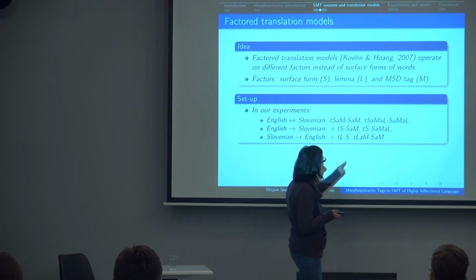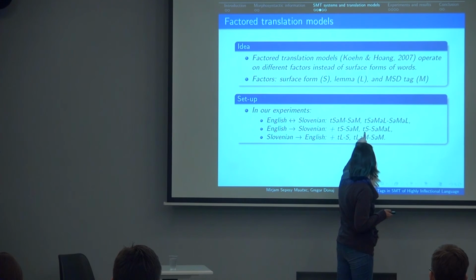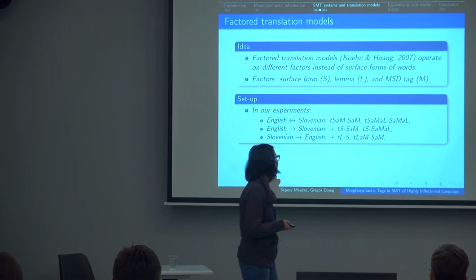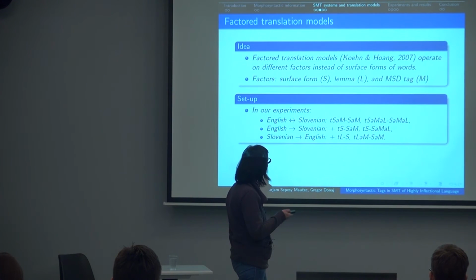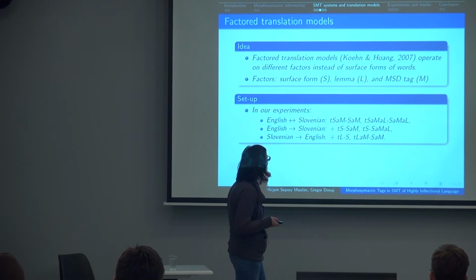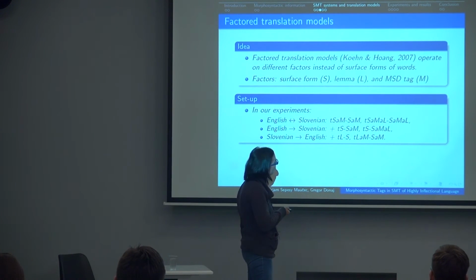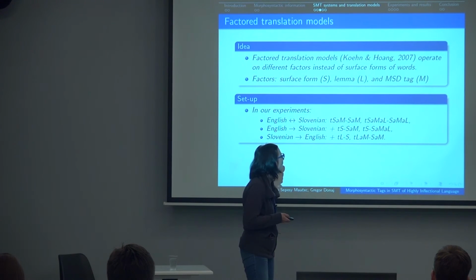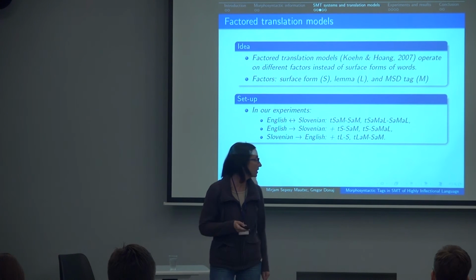And in the second experiment, still only surface form for English and surface form, MSD tag, and lemma on the Slovenian side. For translation from Slovenian to English, we use lemmatized forms on the Slovenian side and surface form on the English side. And in the last experiment, lemma and MSD tag on the Slovenian side and surface form and MSD tag on the target side.